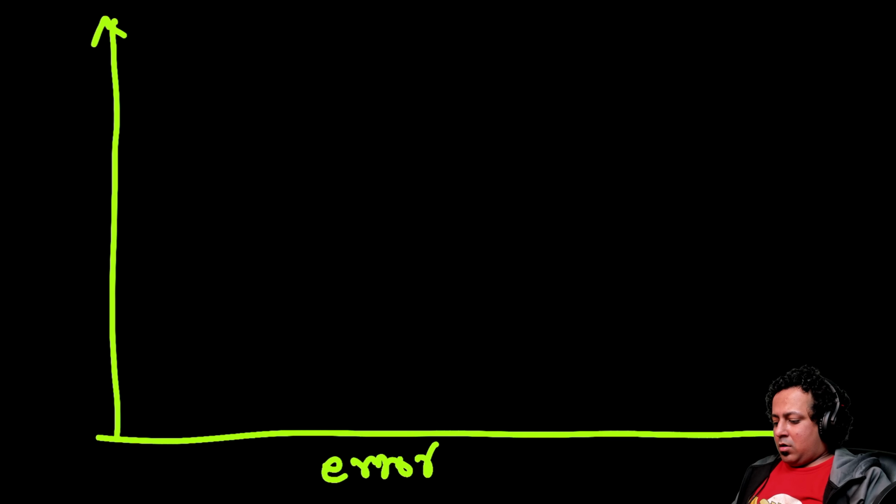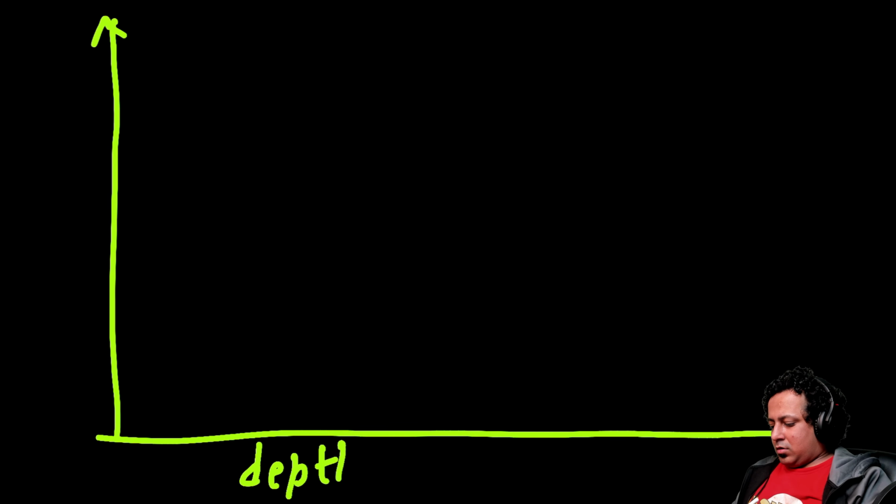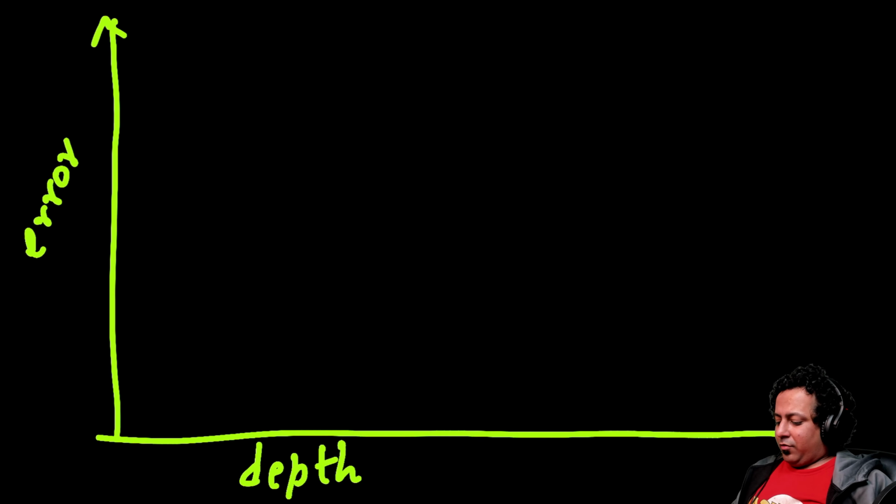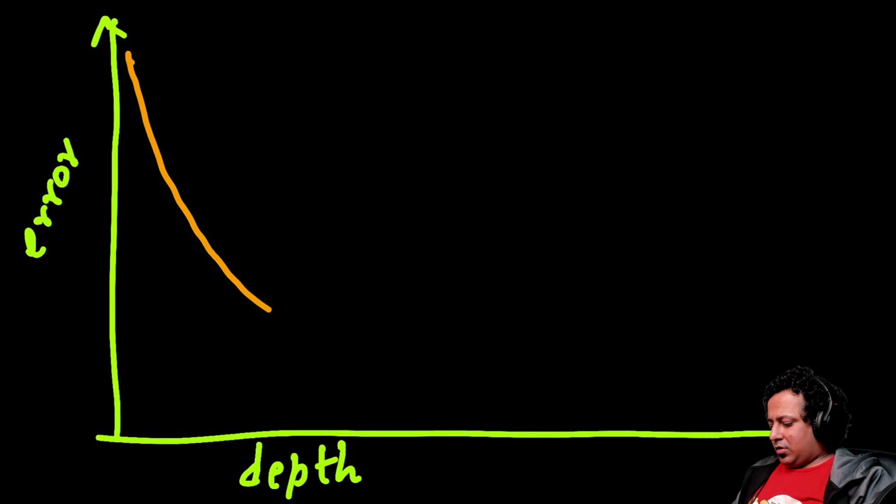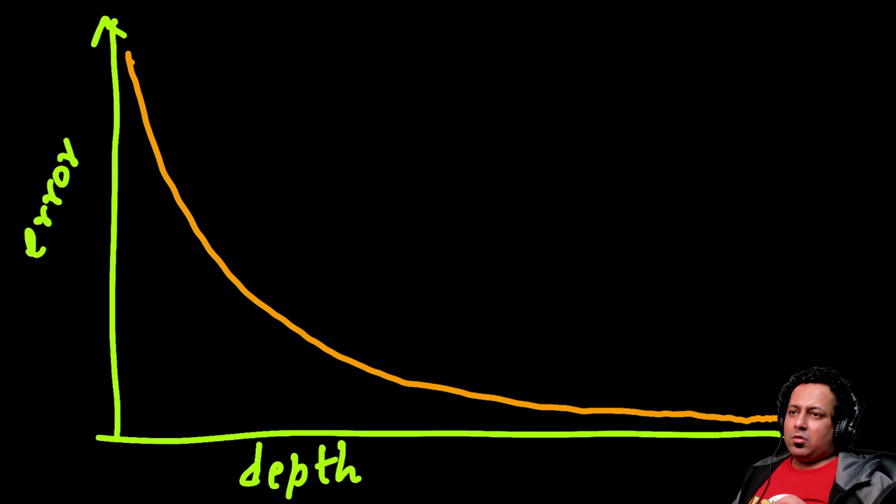When you're building a decision tree, let's say on the x-axis I have depth, the depth of the tree, and on the y-axis I have error. Error should be low. And you have your training error. If you keep on increasing the depth, your training error is going to look like this, and it will approach 0 if you keep on increasing the depth.